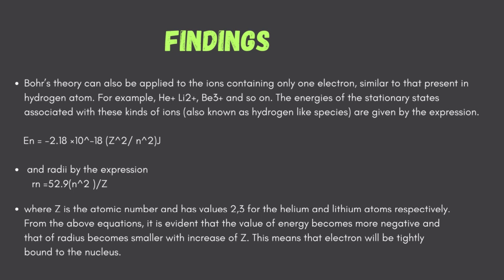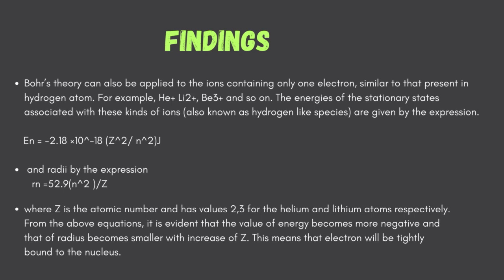Bohr's theory can also be applied to ions containing only one electron, similar to that present in the hydrogen atom, for example He plus, Li2 plus, B3 plus, and so on. The energies of the stationary states associated with these kinds of ions, also known as hydrogen-like species, are given by the expression E_n equals minus 2.18 into 10 raised to the power minus 18 Z square divided by n square joules, and radii by the expression r_n equals 52.9 into n square, and whole divided by Z, where Z is the atomic number and has values 2, 3 for the helium and lithium atoms, respectively.